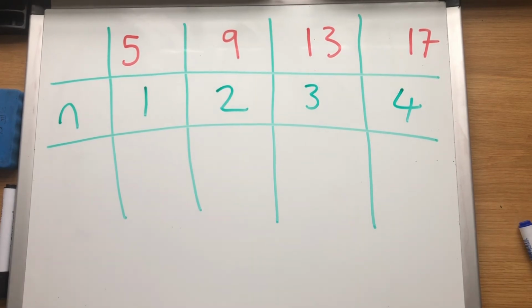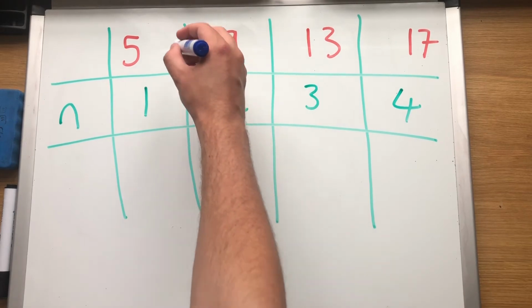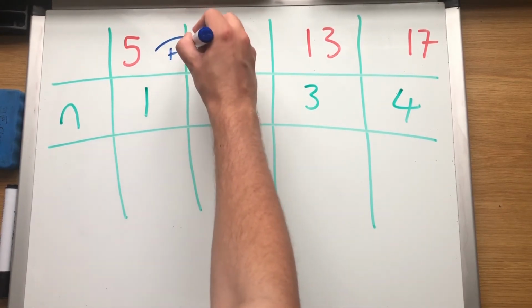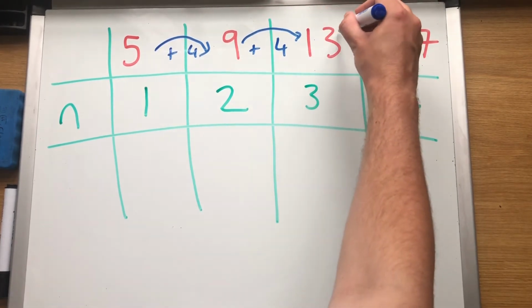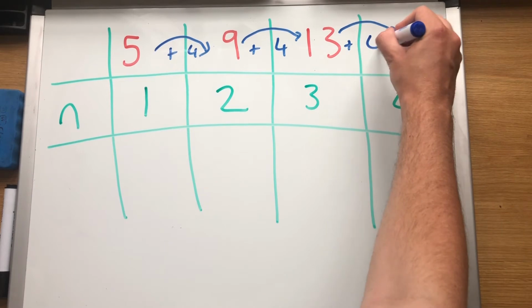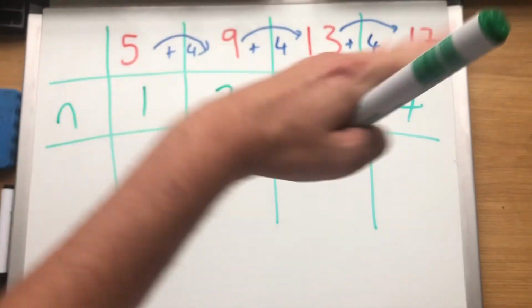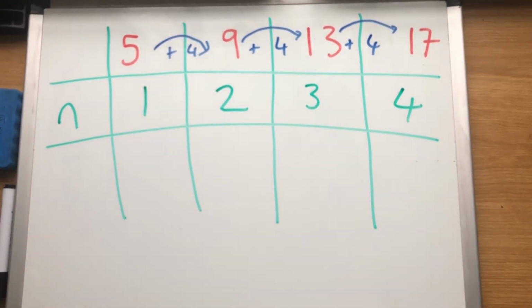What we now need to do is work out what type of sequence this is. So we're going to check what it's going up by each time. How do I get from 5 to 9? Well, I'm going to add 4. I'm going to add 4. I'm going to add 4. This is a linear sequence. It goes up by the same amount each time. So every single time it's going up 4. That's our sequence. Plus 4, plus 4, plus 4.